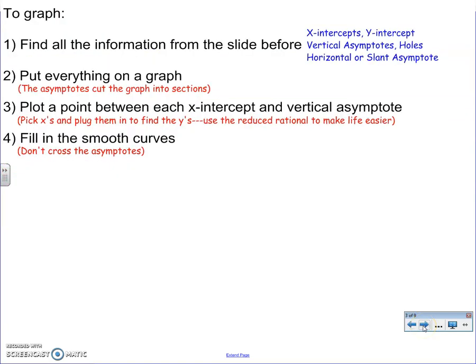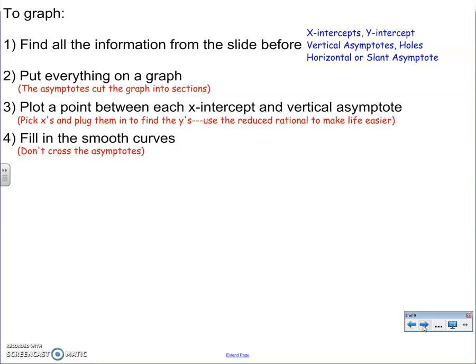Alright, now that's all the info. When you graph, you're going to find all the information from the slide before. So the x-intercept, the y-intercept, vertical asymptotes, holes, and then the horizontal or slant asymptote. And there's only one of those things. It can't be multiple. Then you put all that stuff on the graph. The asymptotes will appear to cut the graph into sections. That's going to help us sketch later.